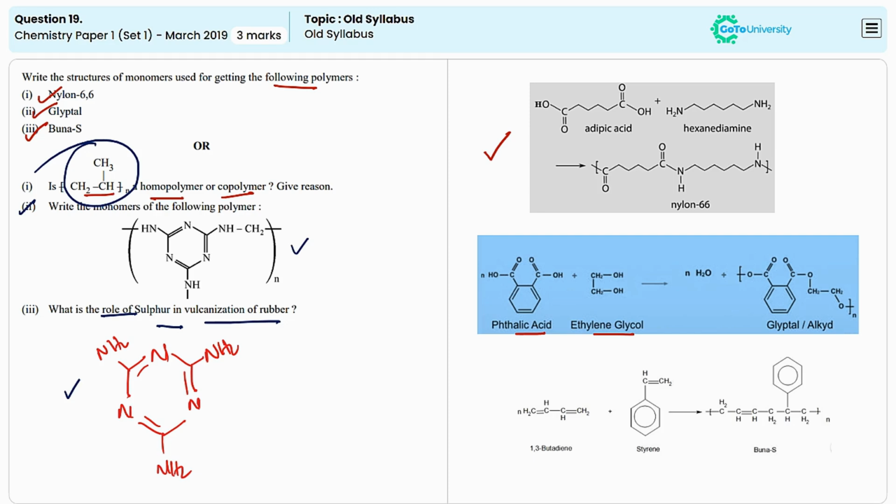Sulfur plays a crucial role in the vulcanization of rubber. This is a chemical process that involves adding sulfur to raw rubber to improve its properties. Sulfur forms cross links between the rubber molecules, which enhances the strength of the material, elasticity and durability. This process helps the rubber to maintain its shape and performance under various conditions, making it more suitable for applications like tires, seals and gaskets.